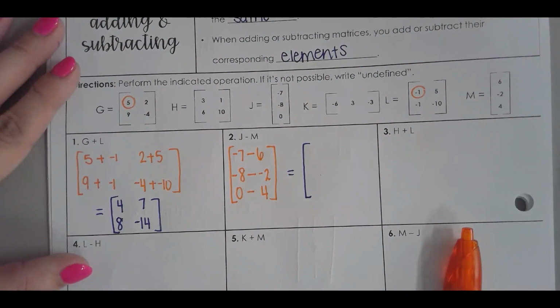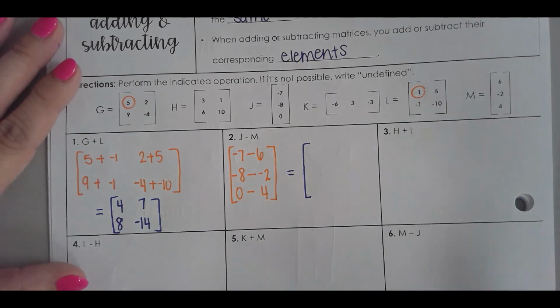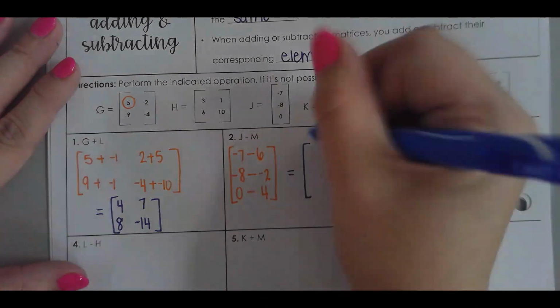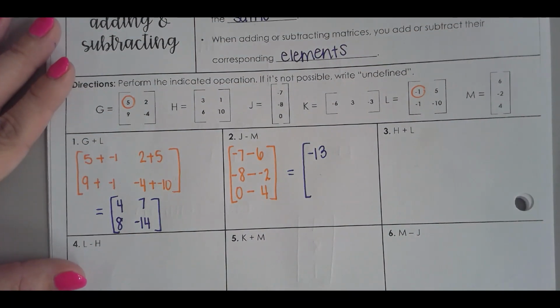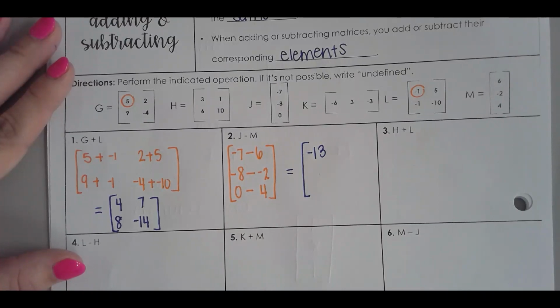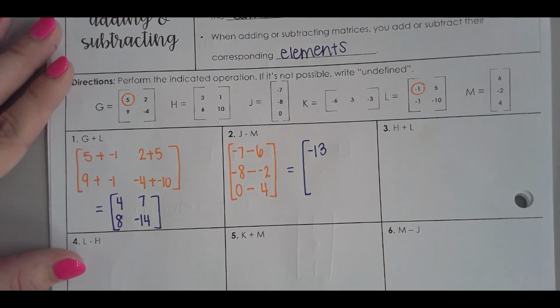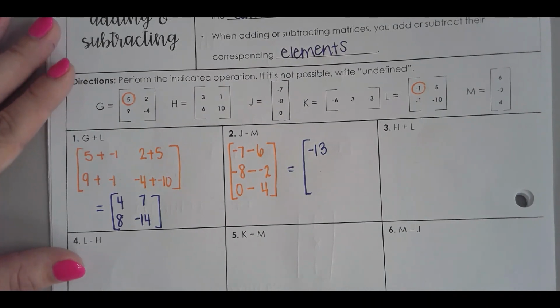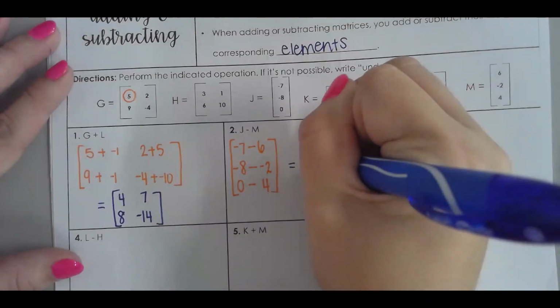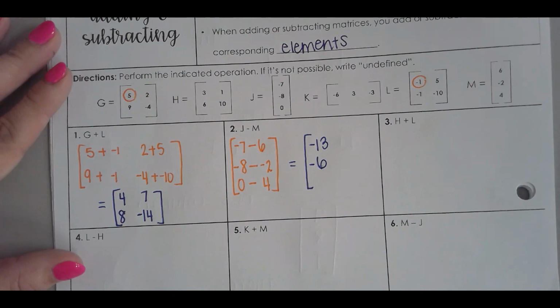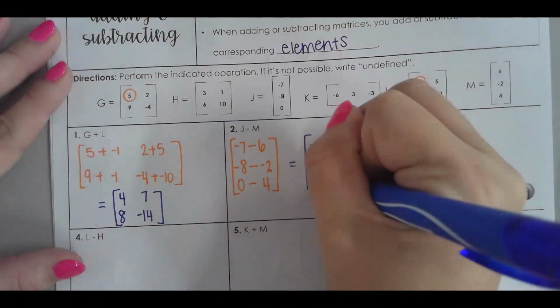What is -7 minus 6? -13, good. -8 minus -2? -6. When you have a minus and a negative, that's the same thing as plus. So it's the same thing as saying -8 plus 2, which is -6. And 0 minus 4 is -4.